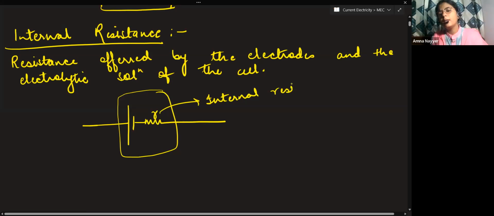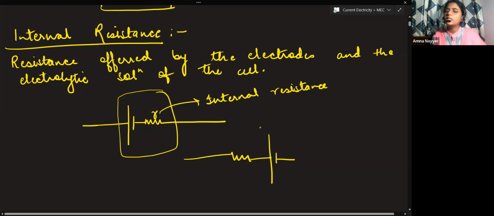Many a times, and actually most of the times only, this is written and drawn along with the cell, adjacent to the cell that you have drawn. Or it can be in this manner, connected towards the positive terminal. This will be the internal resistance.